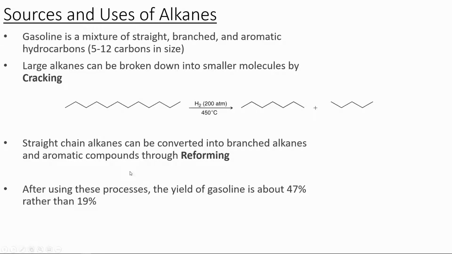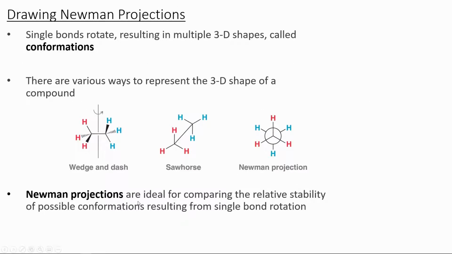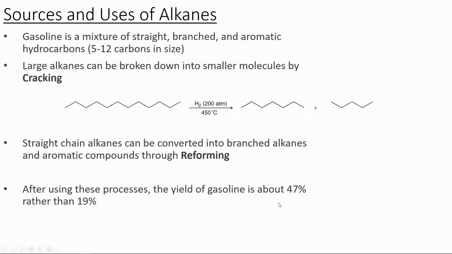We can use cracking to take fractions that are larger than the gasoline fraction, with hydrogen gas, 200 atmospheres pressure, so these are extremely harsh conditions, and 450 degrees Celsius, and we can crack our large alkanes into smaller ones. And we can convert our straight chain alkanes into branched alkanes through reforming. So using these processes, we're able to increase our yield up to 47% instead of the original 19%.